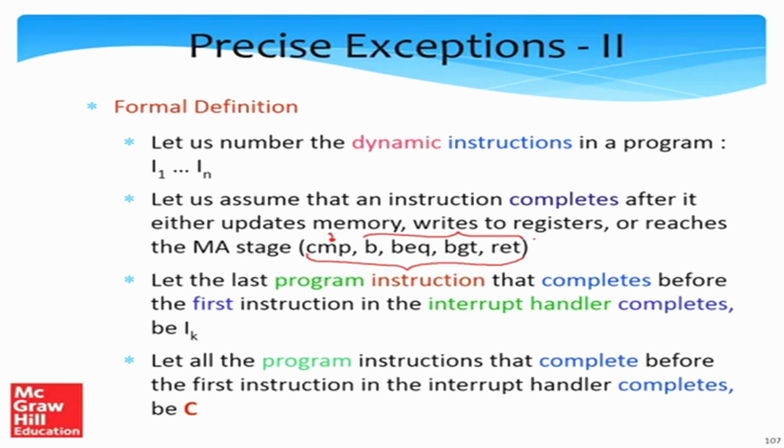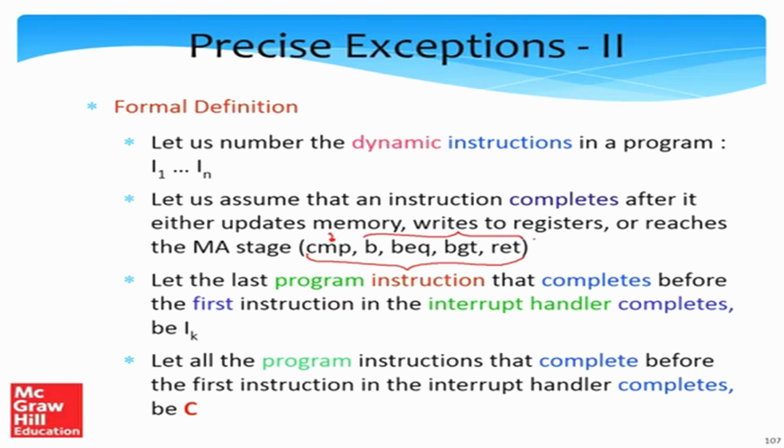Basically, for the branch instructions, by the MA stage they would have updated the program counter. The compare instruction would have updated the flags register. So that's how we define a broad notion of completeness, which means that some change to permanent state or permanent registers would have happened.